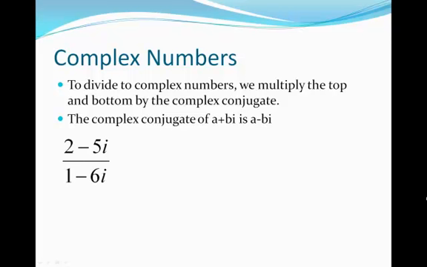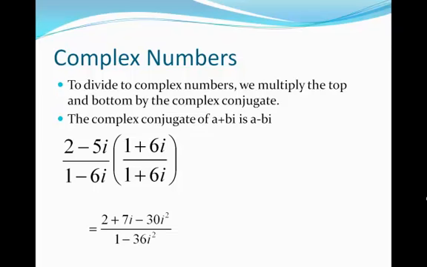So watch how this is going to play a part. I want to take 2 minus 5i and divide it by 1 minus 6i. Now in order to carry out this division, I'm actually going to multiply the top and bottom by the complex conjugate of my denominator. So here I'm multiplying the top by 1 plus 6i and the bottom by 1 plus 6i. Now this may look like I'm making things way more complicated.